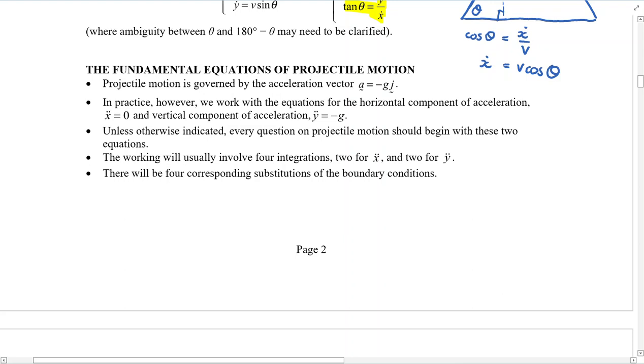There is no acceleration ever horizontally, and you probably know that because you all do physics. Isaac was the one that doesn't do physics, wasn't it?